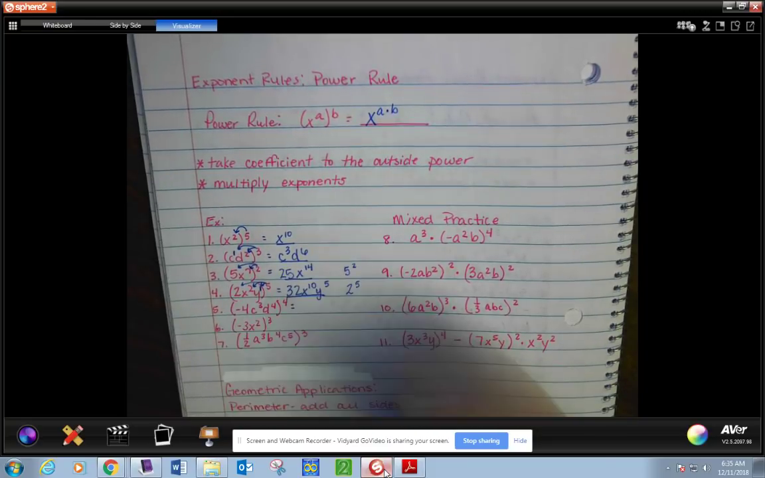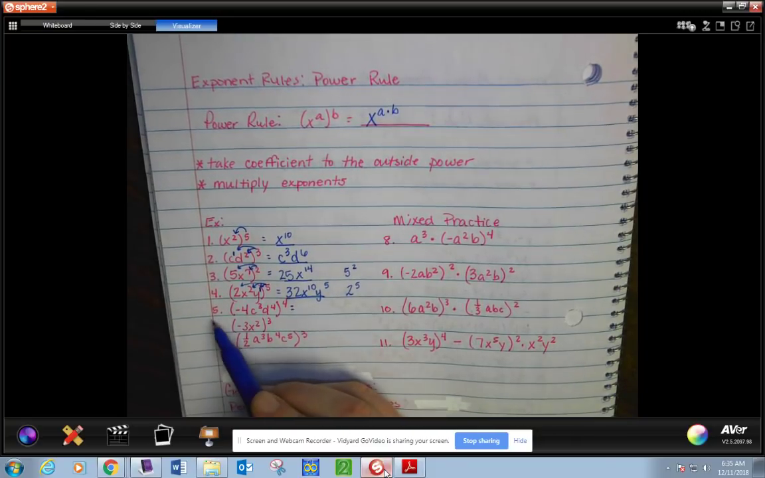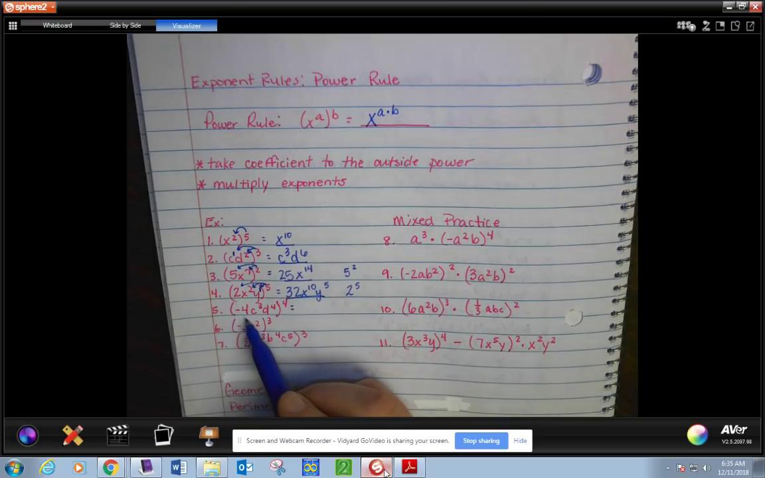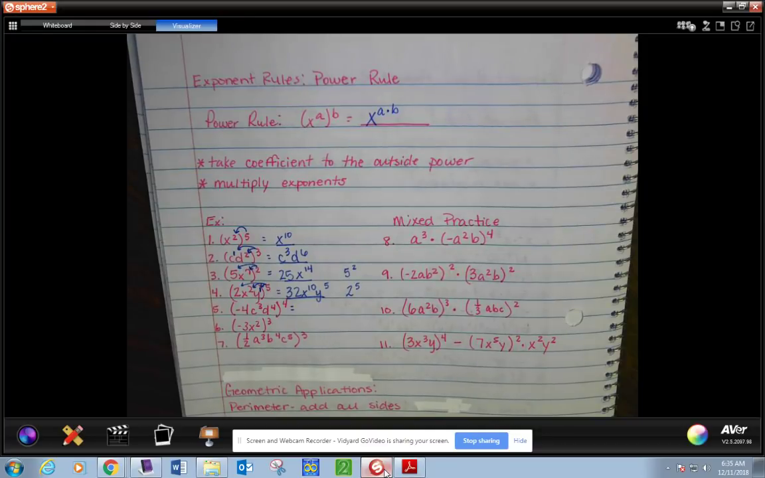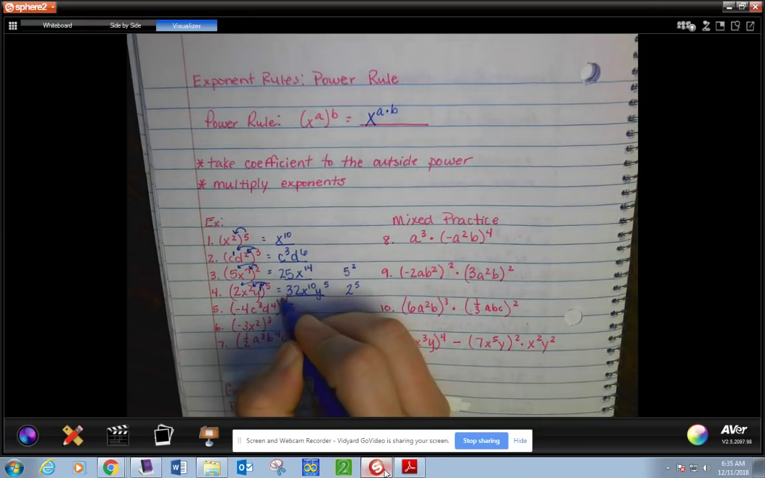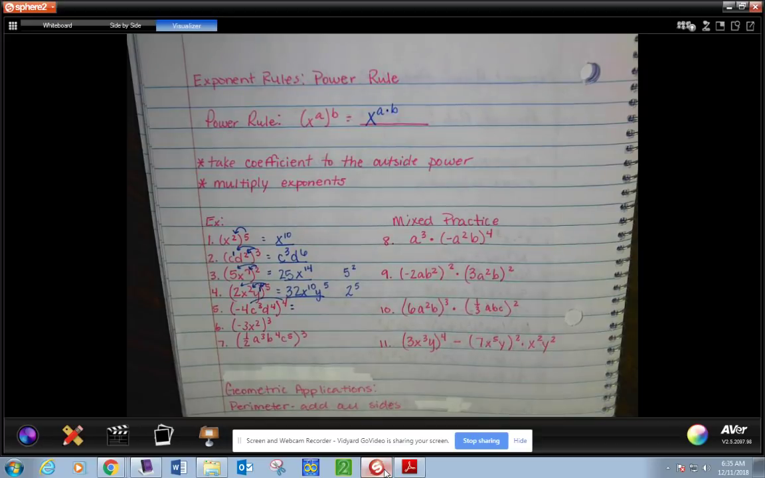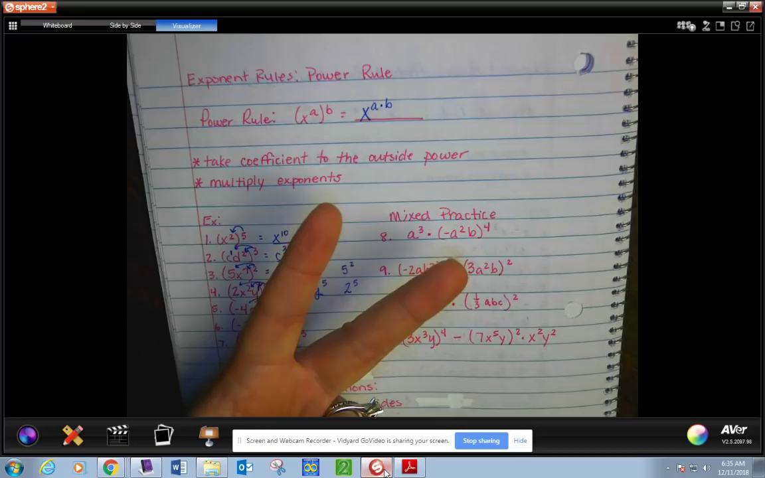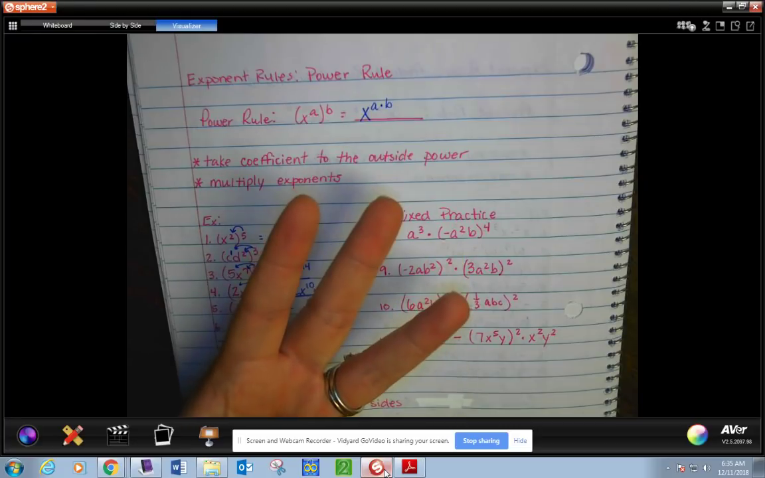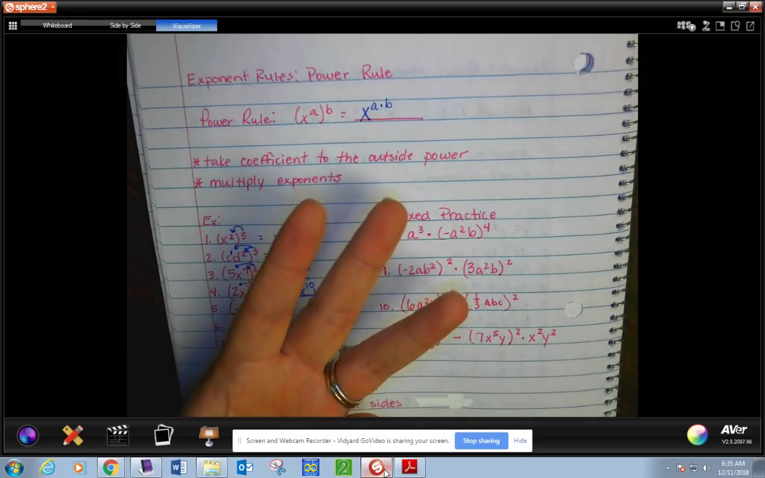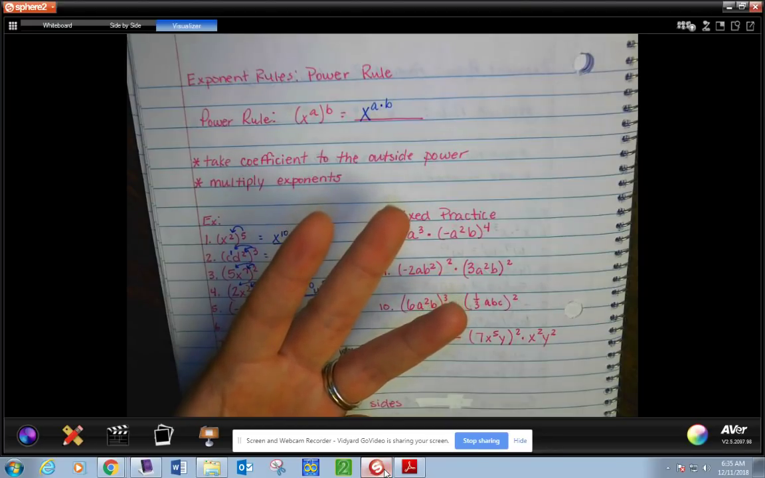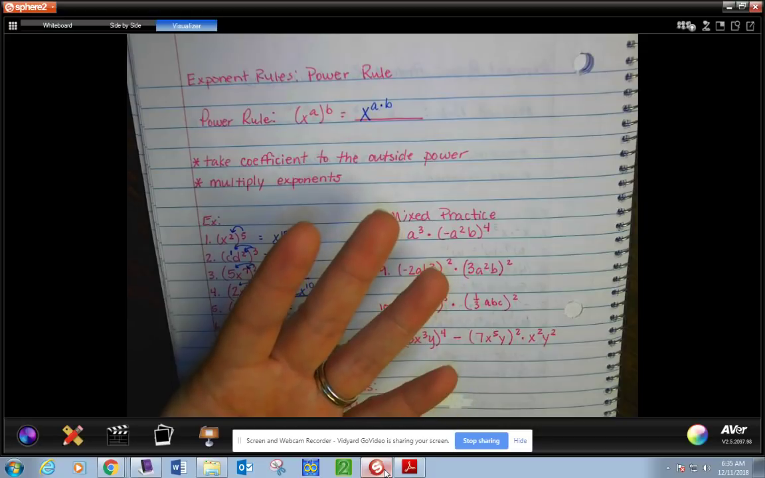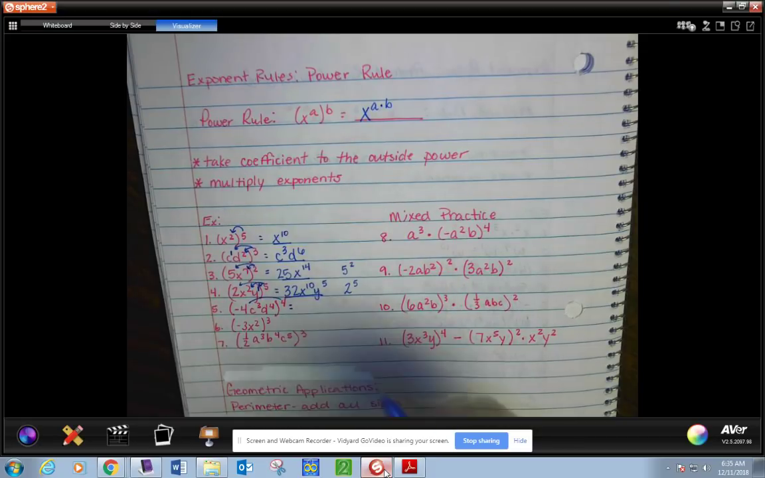Okay, so now when you have number 5, you have negative 4, c to the 3rd, d to the 4th, all to the 4th. You need to be very careful with your negative signs because negative 4 to the 4th, you're doing negative 4 times negative 4, which is 16. 16 times negative 4, which is negative 64. And then you're doing negative 64 times negative 4, which is 256.